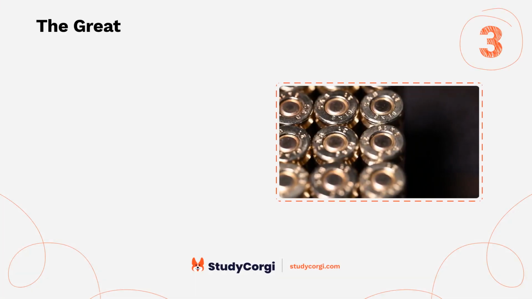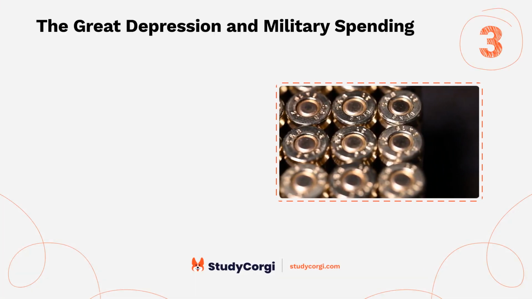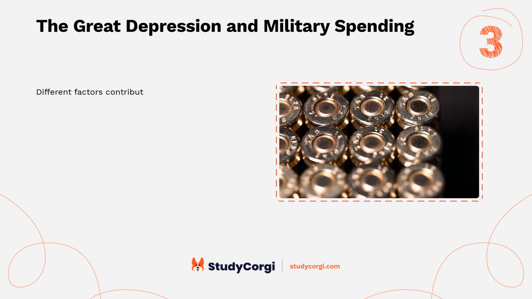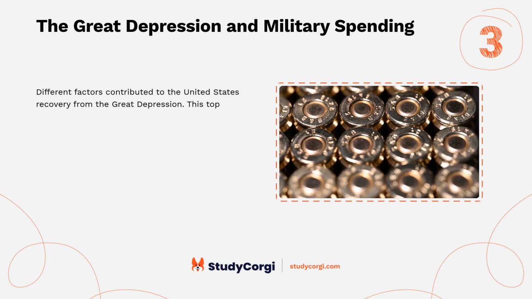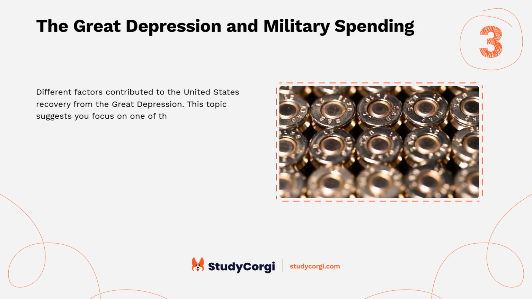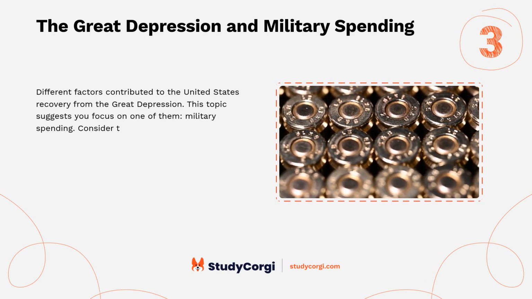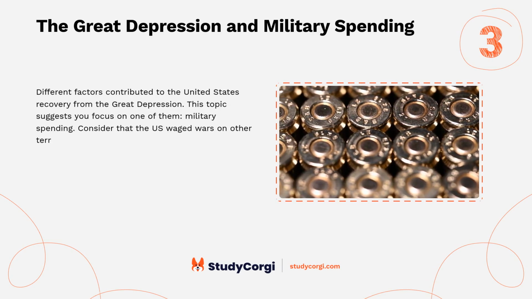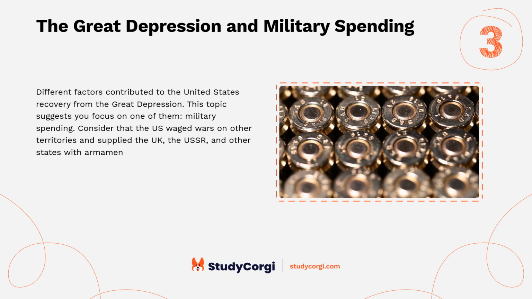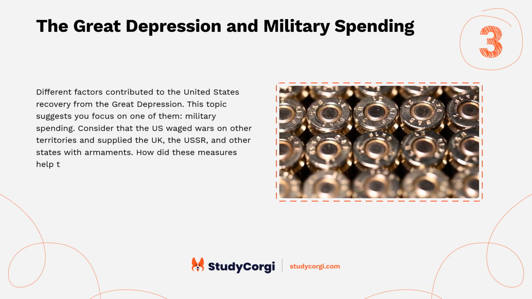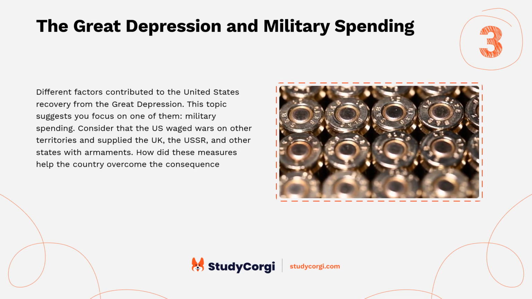The Great Depression and military spending. Different factors contributed to the United States' recovery from the Great Depression. This topic suggests you focus on one of them, military spending. Consider that the U.S. waged wars on other territories and supplied the UK, the USSR, and other states with armaments. How did these measures help the country overcome the consequences of the economic crisis?